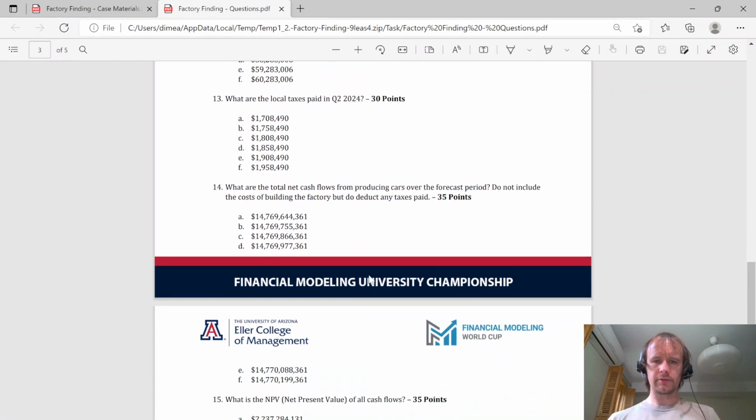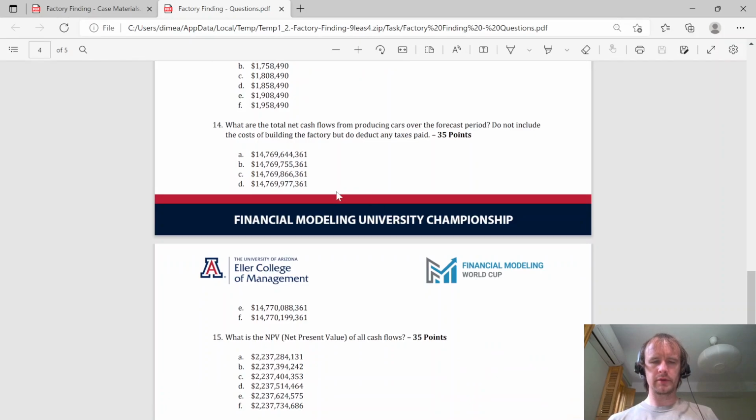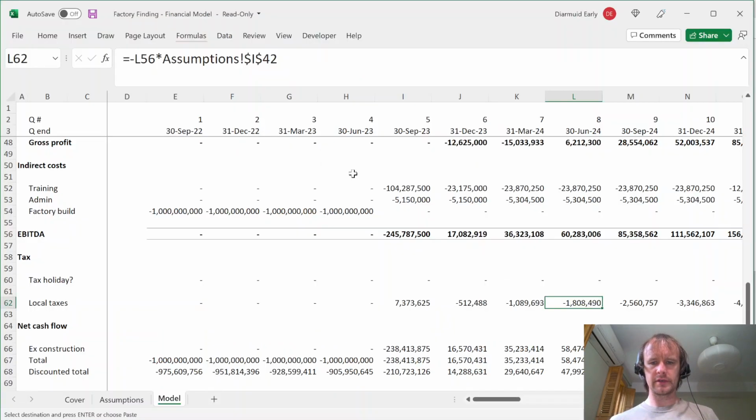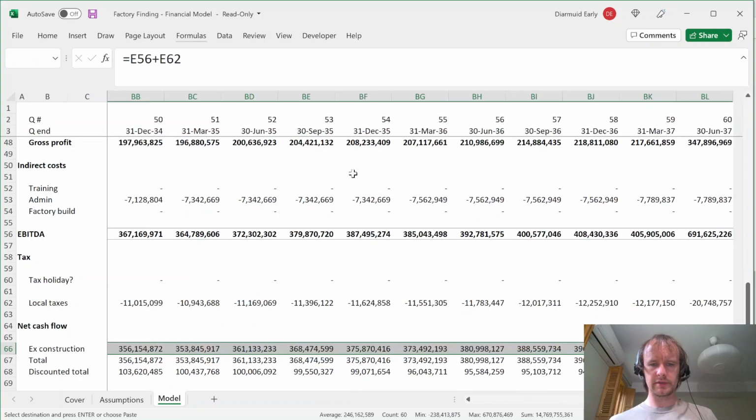Total net cash flows from producing the cars over the forecast period, which don't include the cost of building the factory, but do deduct any taxes paid. So that's this one, ex construction, 14769755361.